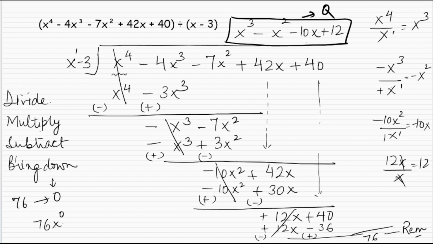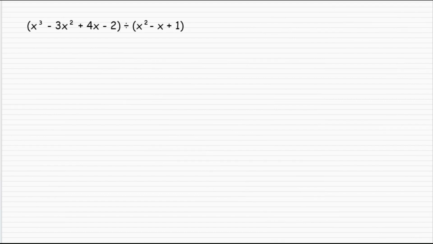Let's go to the next example. In my next example, if you see clearly, my divisor is a trinomial. 1, 2, 3. 3 terms. It's a trinomial of degree 2. And my dividend is actually a cubic polynomial. The degree is 3. So let's see how we divide these polynomials.